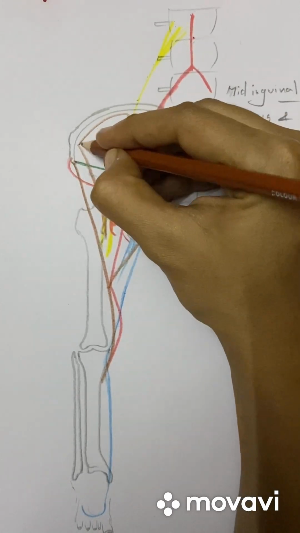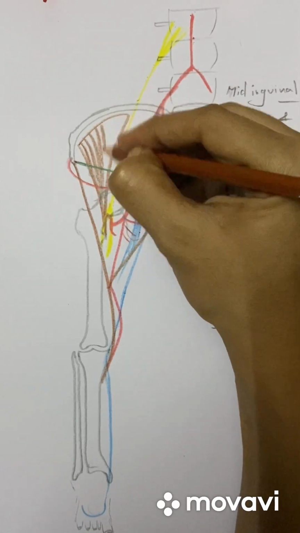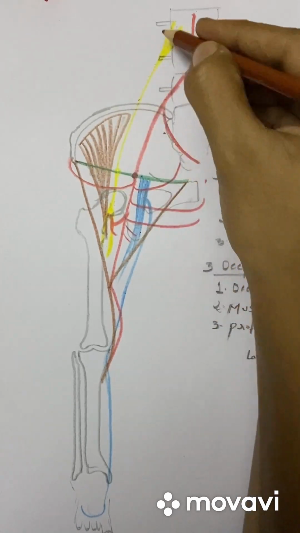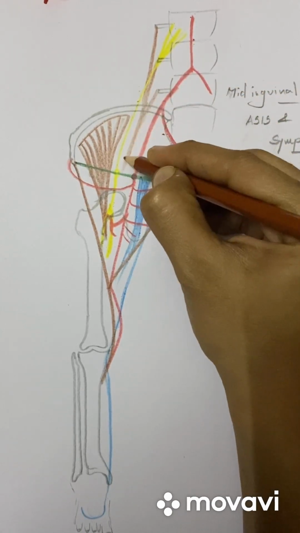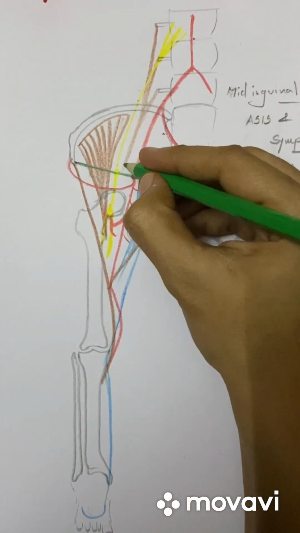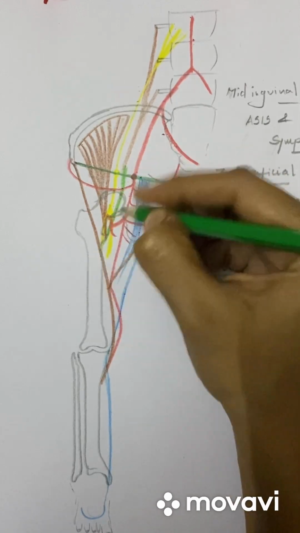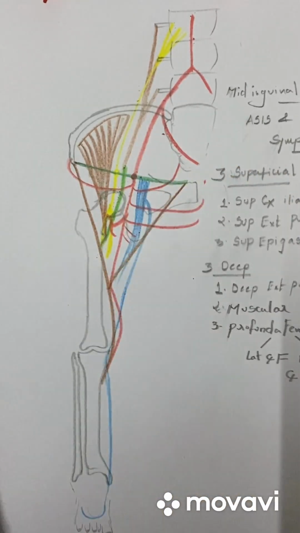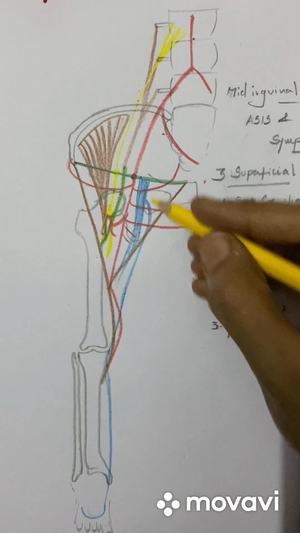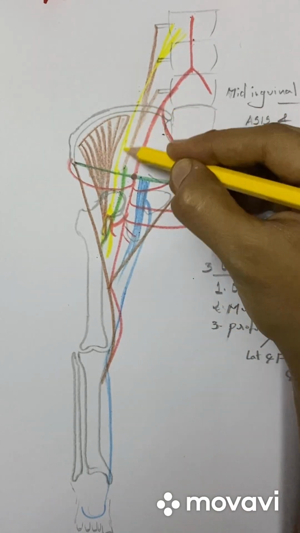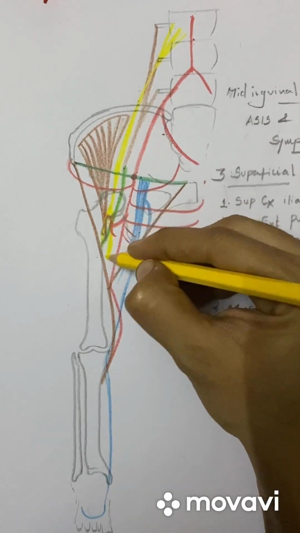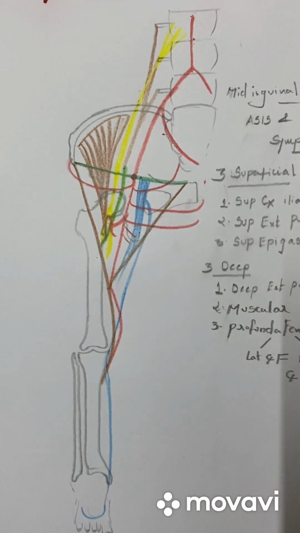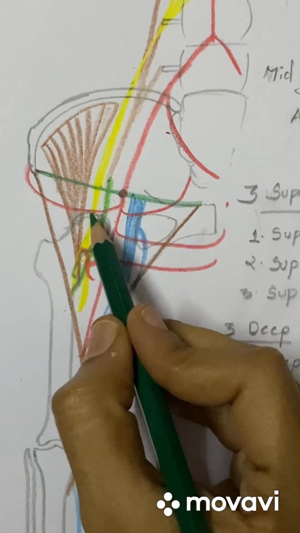This femoral nerve is present in the groove between two muscles, that is iliacus laterally and psoas major muscle medially. So this is tendon of psoas major. The femoral nerve is present in the groove between iliacus and psoas major muscle. Nerve divides into anterior posterior division. In between that we have lateral circumflex femoral artery.